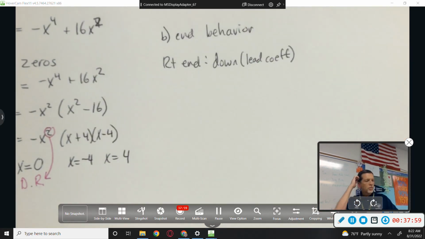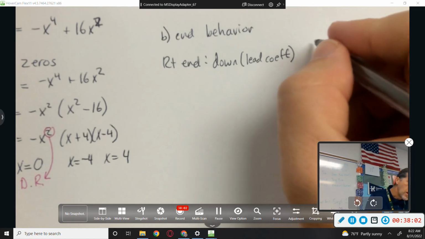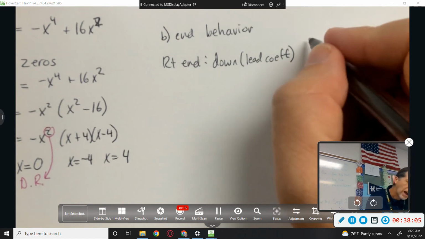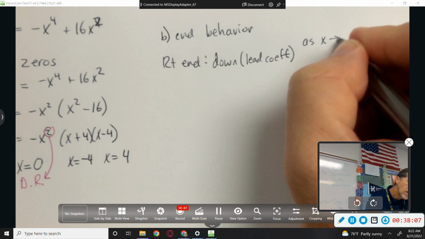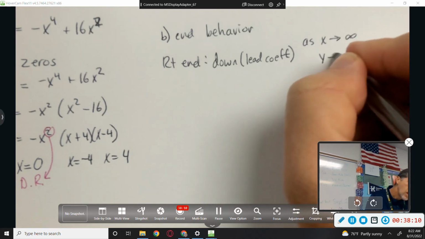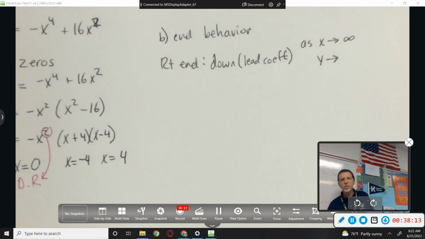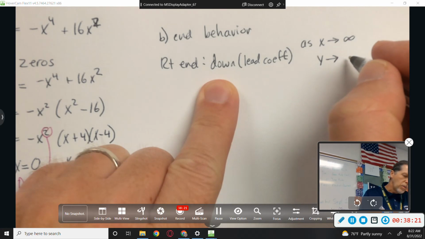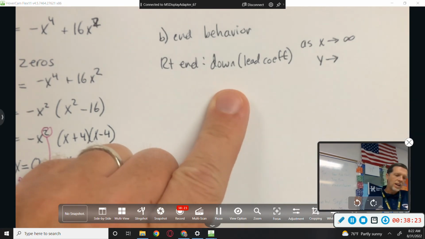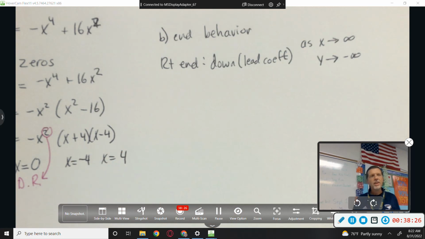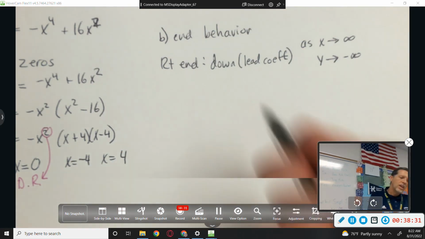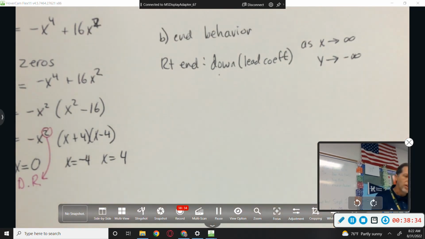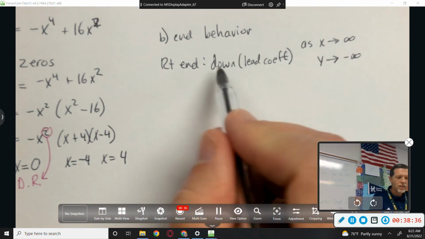Now I also want us to be able to write these end behaviors with some symbols that become helpful in calculus. As x goes to infinity, that would be the right end. If we're going down, then what's y headed toward? Do you know? Negative infinity. Okay, good. So it's a little bit new, but I think it makes sense. So the right end means as x goes to infinity, if we're headed down, that means y goes to negative infinity. So that's a fancy way to write everything that we just wrote.